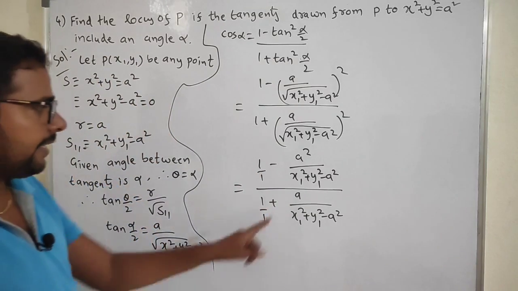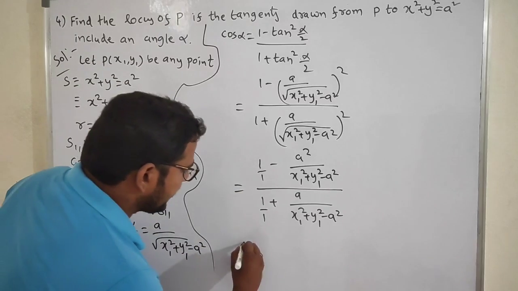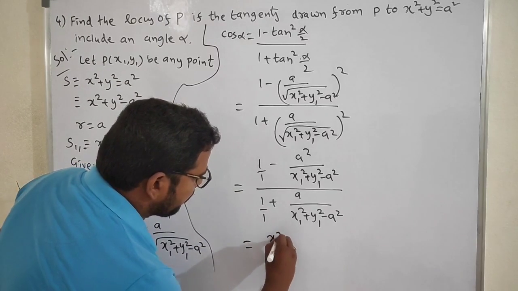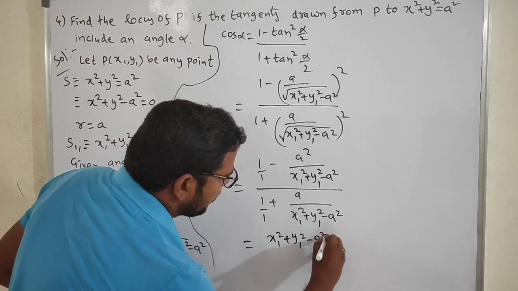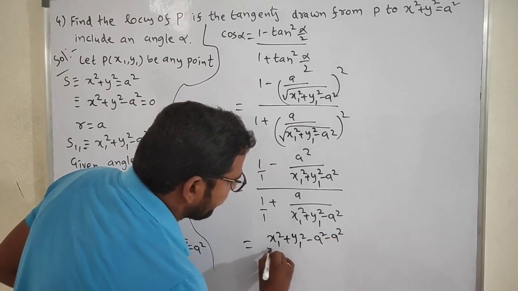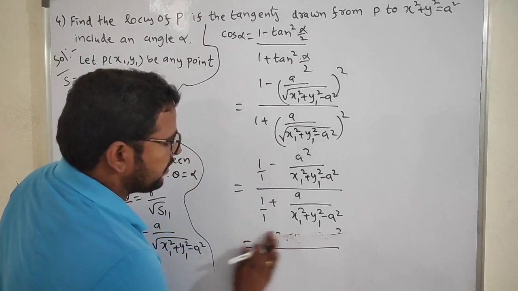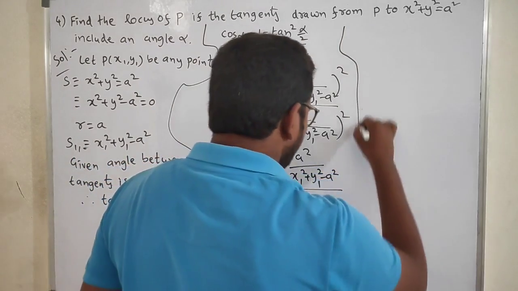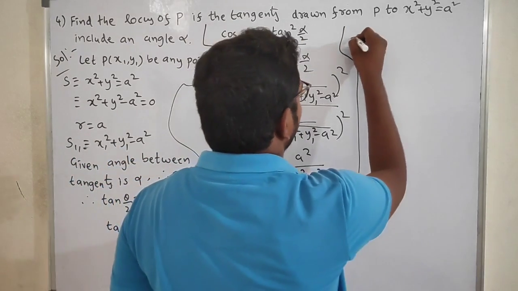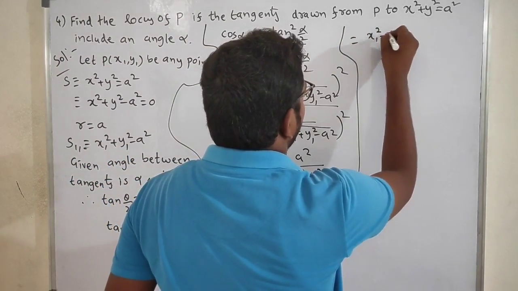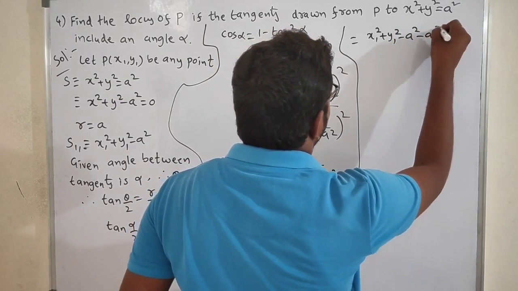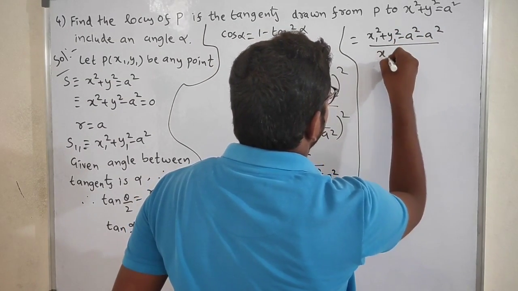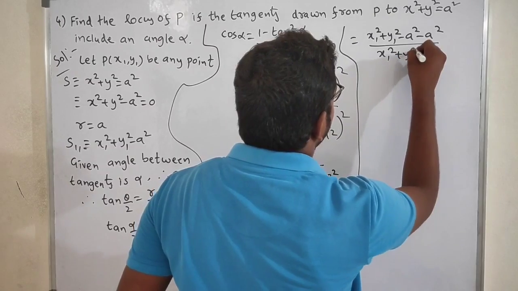Take out LCM, అంటే ఇక్కడ ఇంటూ అవుతుంది టోటల్ గా, అంటే ఏమొస్తుంది మనకి x1 స్క్వేర్ ప్లస్ y1 స్క్వేర్ మైనస్ a స్క్వేర్ by here ఇక్కడ రాద్దాం, is equals to x1 square plus y1 square minus a square by denominator, ఏంటి x1 square plus y1 square minus a square.